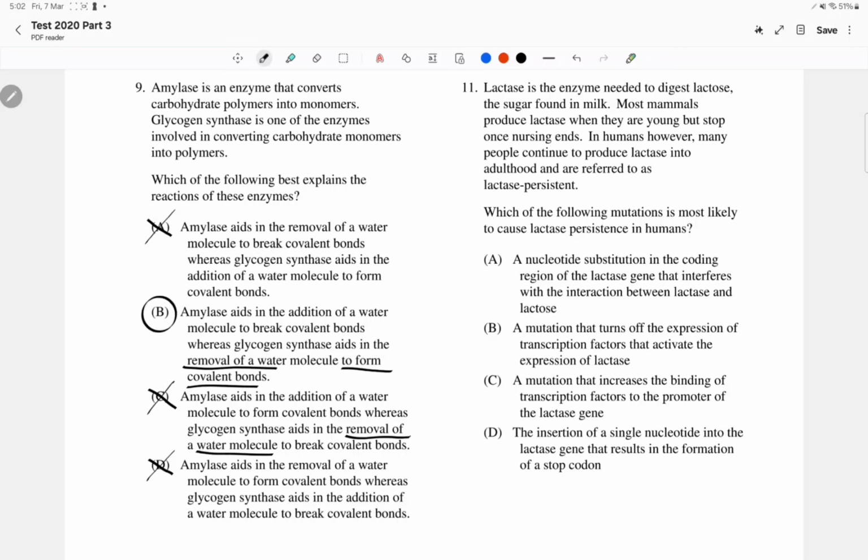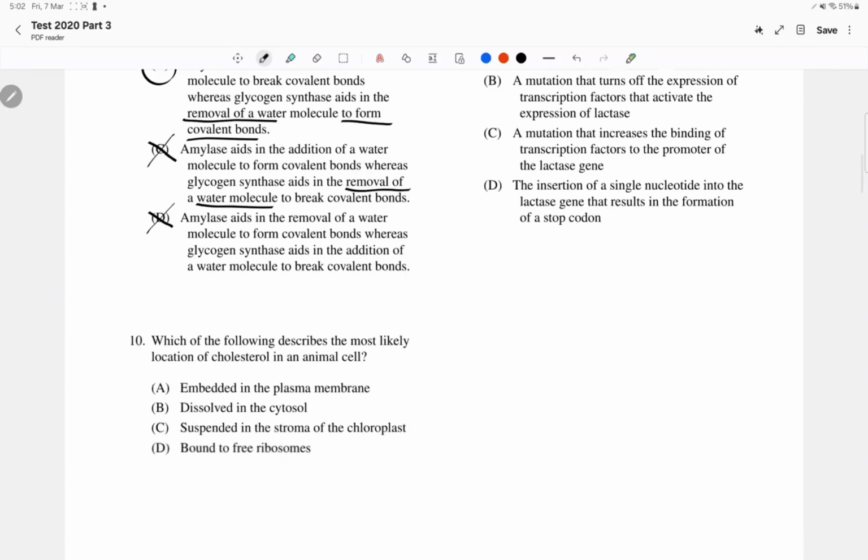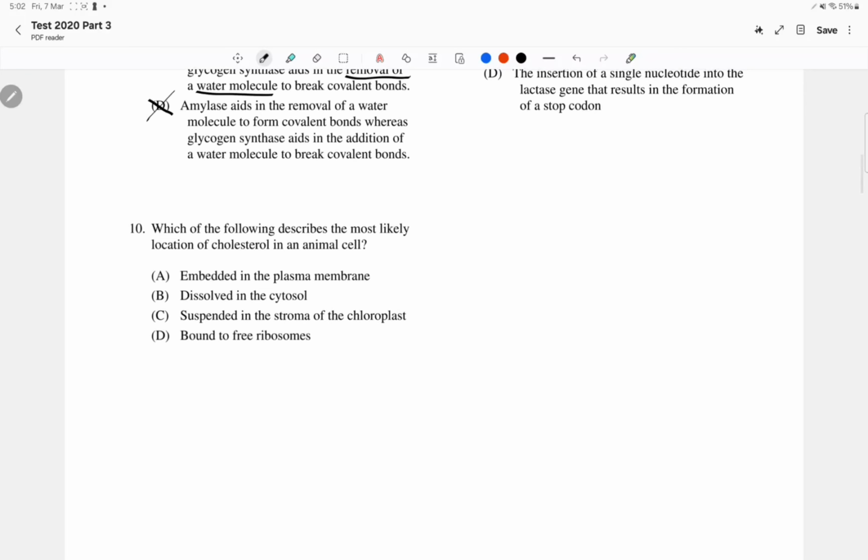Okay, nice. 11. Lactase is the enzyme needed to digest lactose. Most mammals produce lactase when they're young, but they stop once they stop nursing. And in humans, sorry, number 10. Why did I skip number 10? I'm getting ahead of myself. Okay, question 10.